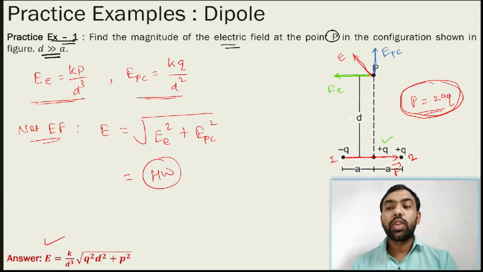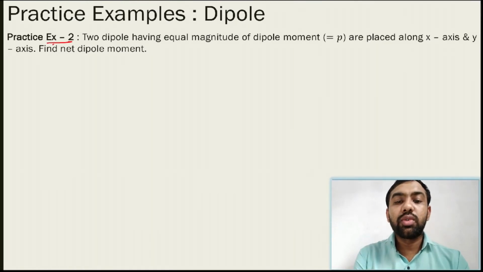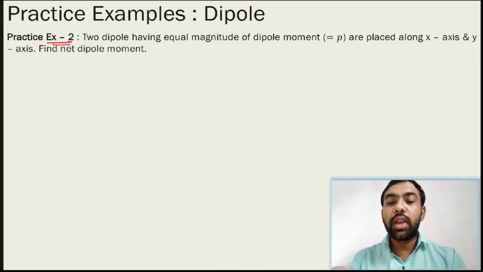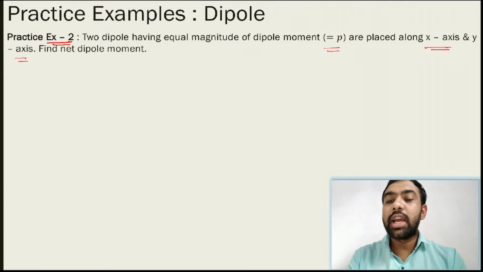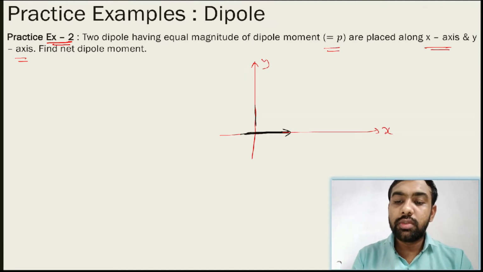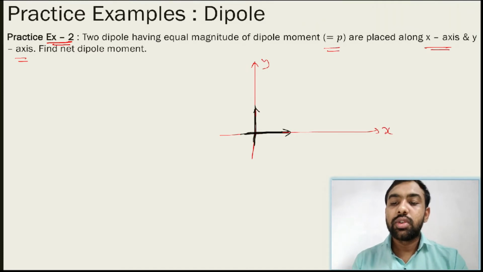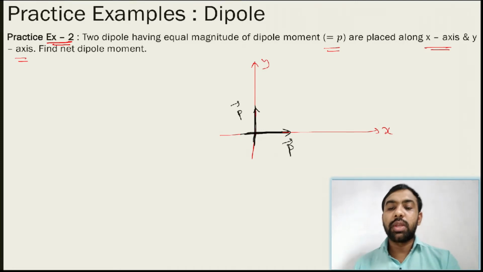Note it. Let's see practice example number 2. Two dipoles having equal magnitude of dipole moment P are placed along the x axis and y axis. Find the net dipole moment. This type of situation is very simple. Consider the x axis and y axis. We have two dipole moments. One is placed along the x axis, another along the y axis. This dipole moment is P and this dipole moment is P.